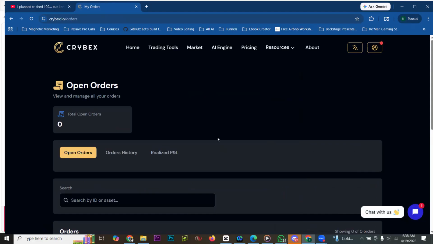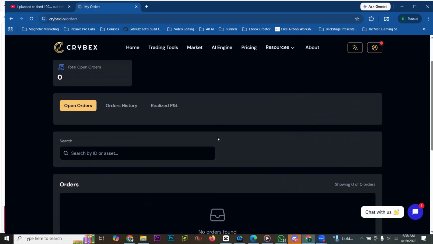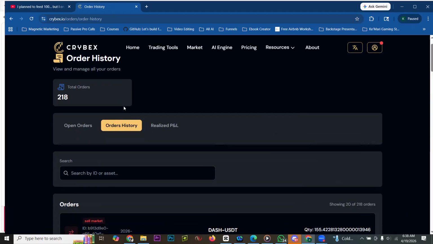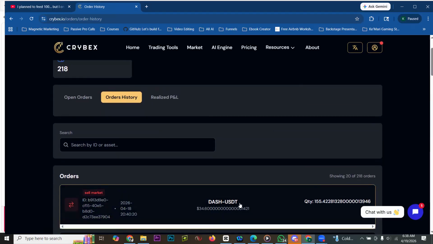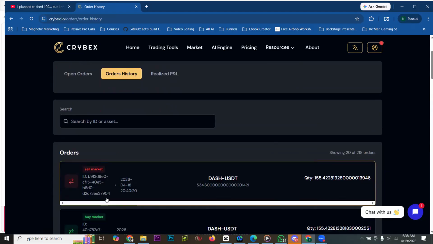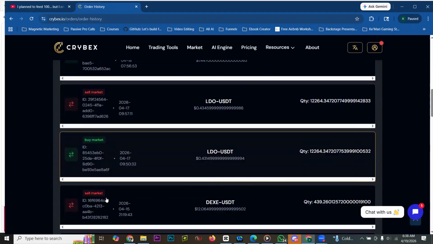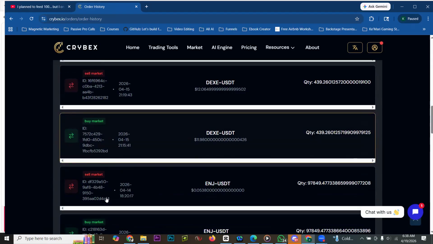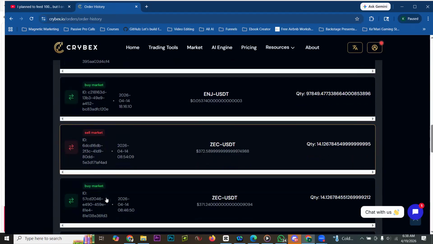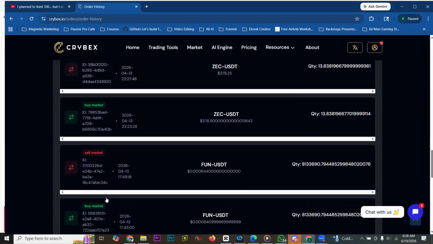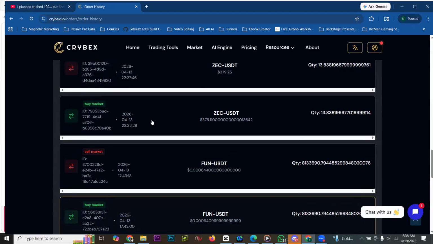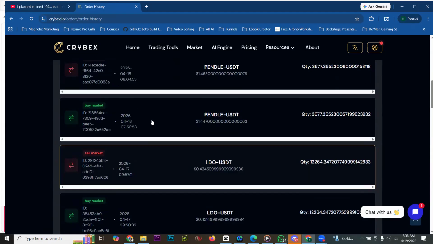And orders. If you're ever able to catch the bot in action, you'll see it here, open orders. You'll see the active trade that it's in, right? Order history, of course, just shows you the history of the orders that it's taken. So you see Dash USDT, it took that trade, Pendle, LDO, DEXE, right? All these different pairs. I'm calling them pairs because I trade. These are cryptocurrencies, crypto coins.